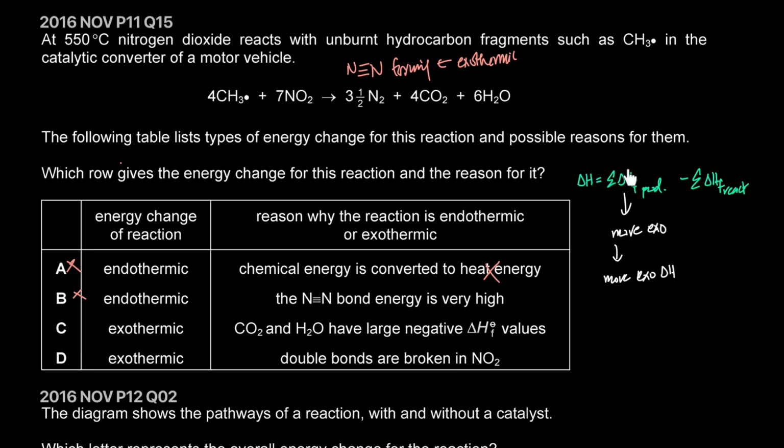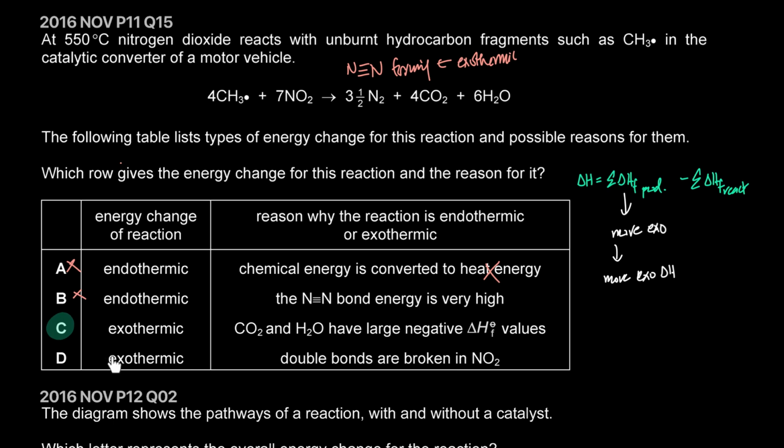So if the enthalpy change of formation of products is highly exothermic, it means that the formation of products is highly favorable, which would mean that the reaction overall is exothermic. And here carbon dioxide and H2O are products. So if they have large exothermic enthalpy change of formation values, it would mean that the enthalpy change of the reaction is also exothermic.